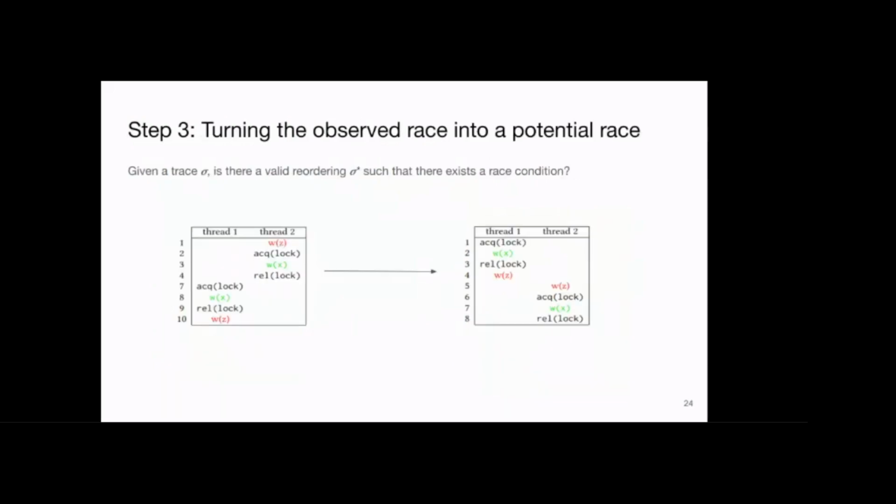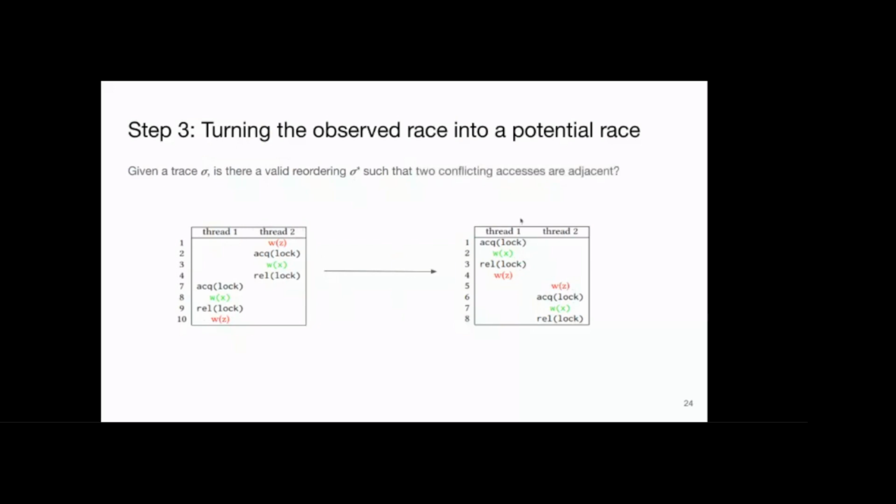So finally, we want to turn this observed race into a potential race. Here I'm going to take a small step back and talk a little bit about how solvers work to detect race conditions. The general formulation of the problem is, given a trace sigma, is there a valid reordering sigma star such that there exists a manifested or observed race condition? So given this trace on the left, is there a valid reordering where a race condition manifests? I'll get into what it means to be a valid reordering a little bit later.